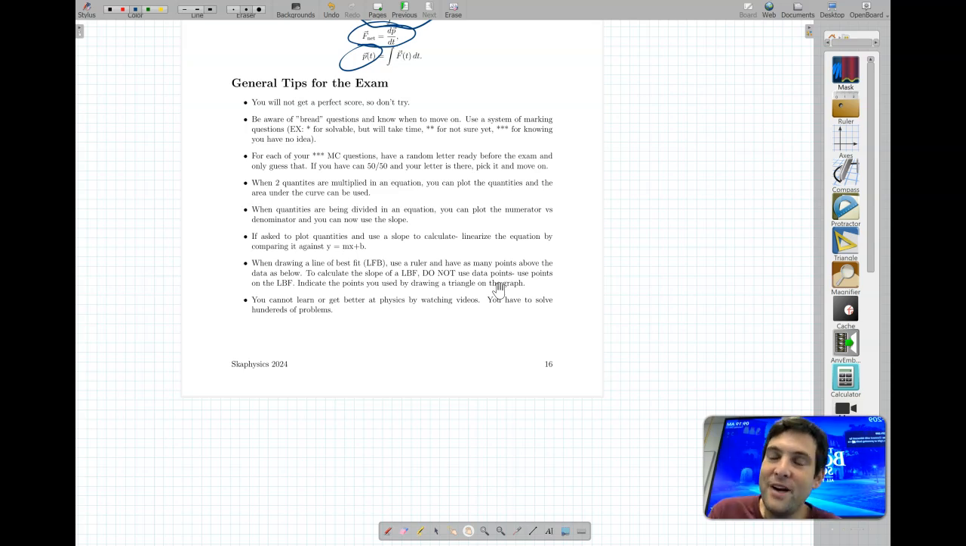Best case scenario, we're not guessing at all. Next best case scenario, we're able to eliminate 2 of the 4 answer choices and then make a decision from there. But be decisive. Don't spend too long on one question. Sometimes you'll have a whole paragraph to read and it's going to take you a while.